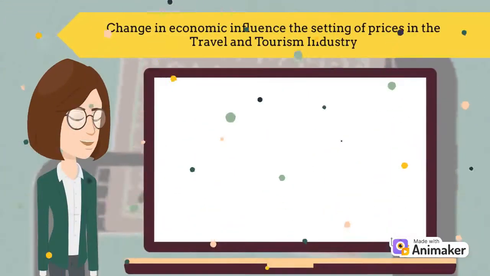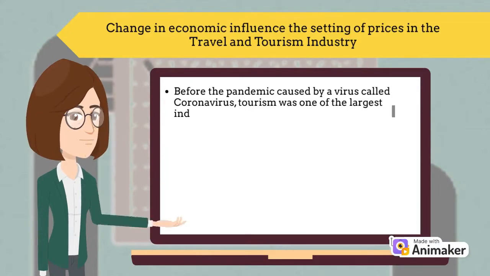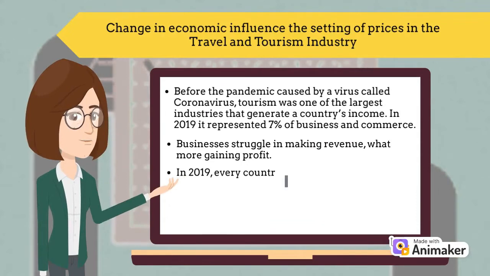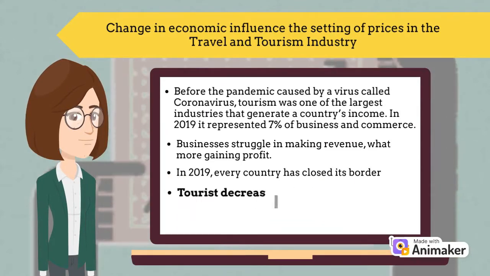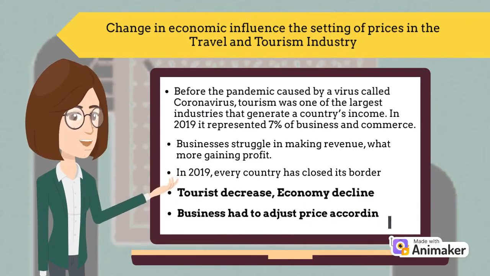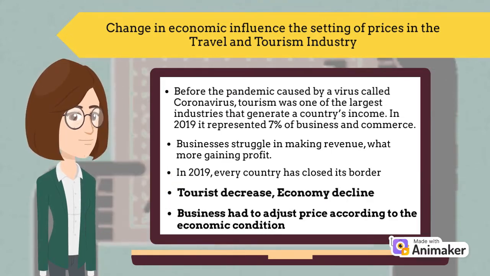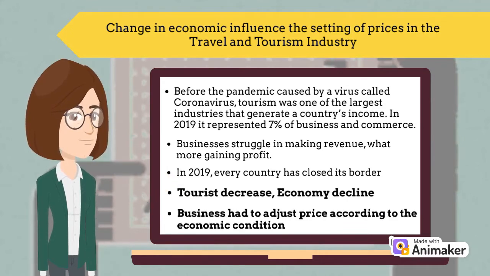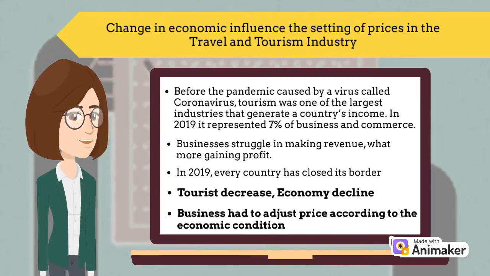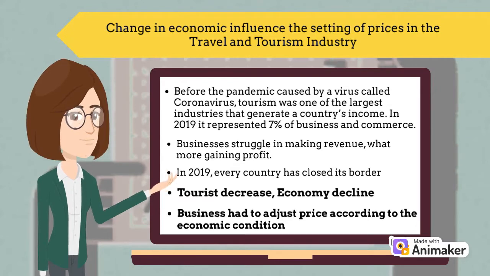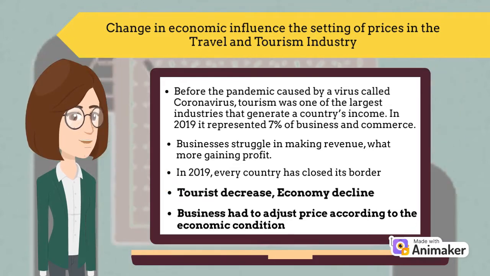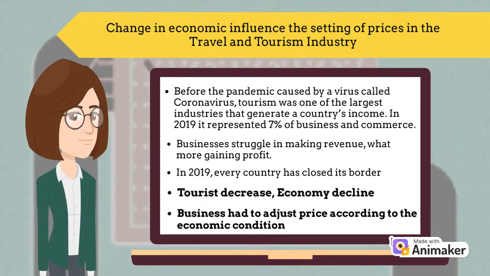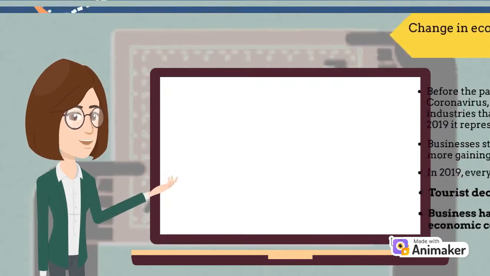The last factor is changes in economic. Before the pandemic caused by coronavirus, tourism was one of the largest industries that generate a country's income. It is the 3rd largest export sector, and in 2019 it represented 7% of business and commerce. In 2019, every country closed its border and this includes Malaysia. Businesses struggle in making revenue, what more gaining profit. Due to this reason, the decline in the economy has influenced the setting of prices in the travel and tourism industry. Businesses have to adjust their prices according to economic conditions.